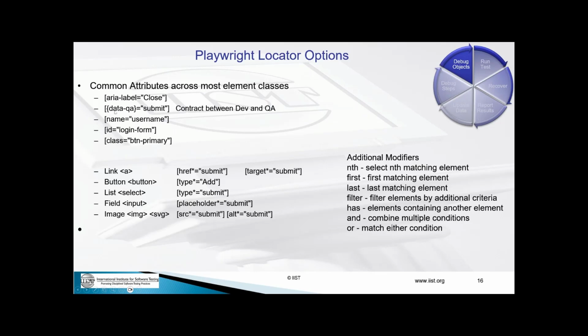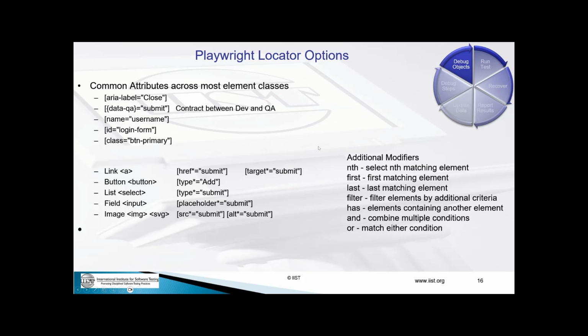Now I have it in brackets over here because it may not necessarily be named data QA. You will have to come up with an agreement, but it's a contract between the development and the QA. The contract very simply says, no matter what I do with these other labels, the developers might be changing the ID, the class, the area label, but we promise, pinky swear, that we will never change the data QA, whatever attribute we have there.